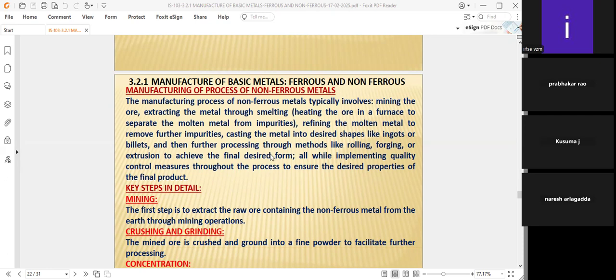That's why some industries purchase blocks of non-ferrous materials. They take the blocks to their industry, heat them again into molten form, and then they want to do rolling or forging into different metals. They can prepare the desired form also.